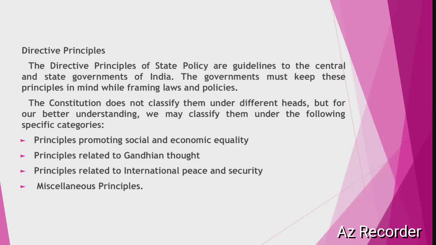Next, the third one is principles related to international peace and security. The constitution makers included some principles which provide guidelines to our foreign policy. These are: the state shall promote international peace and security. The state shall endeavor to maintain just and honorable relations with other nations. The state shall foster respect for international laws and treaty obligations. Next, the state shall encourage settlement of international disputes by mutual agreement. So these principles come under international peace and security.